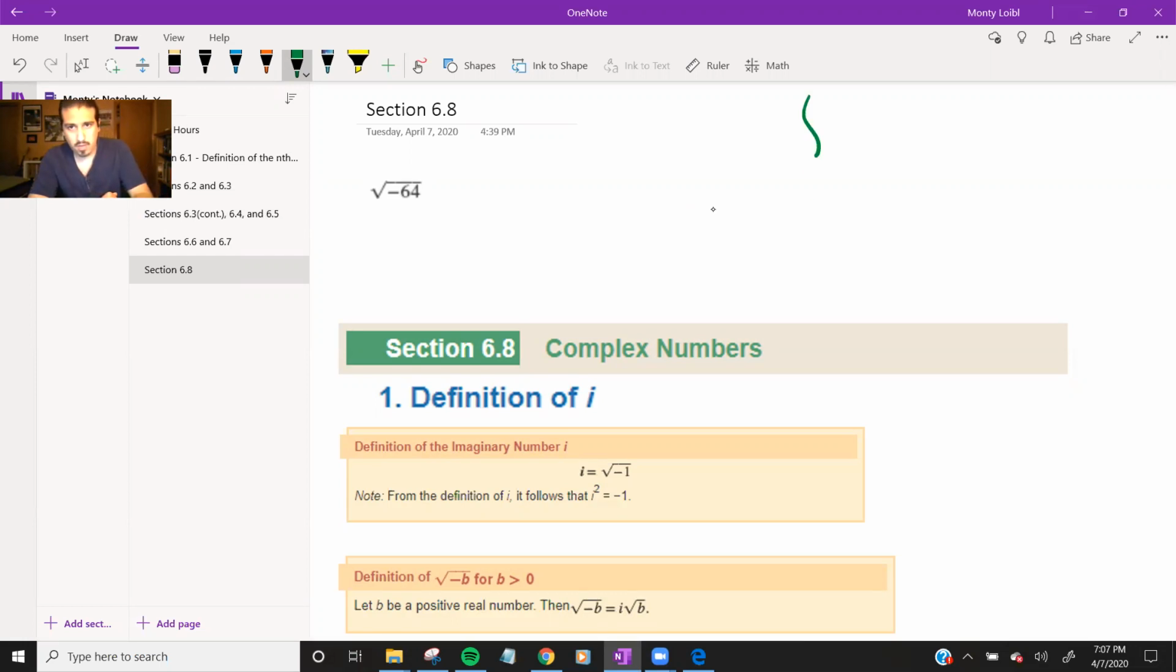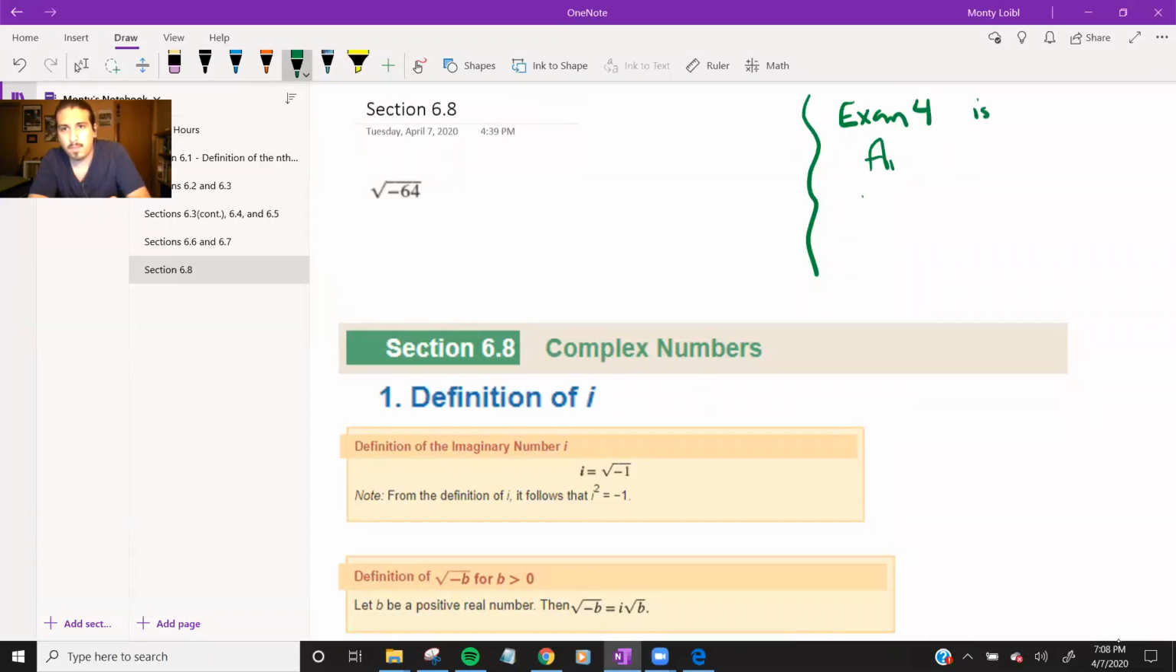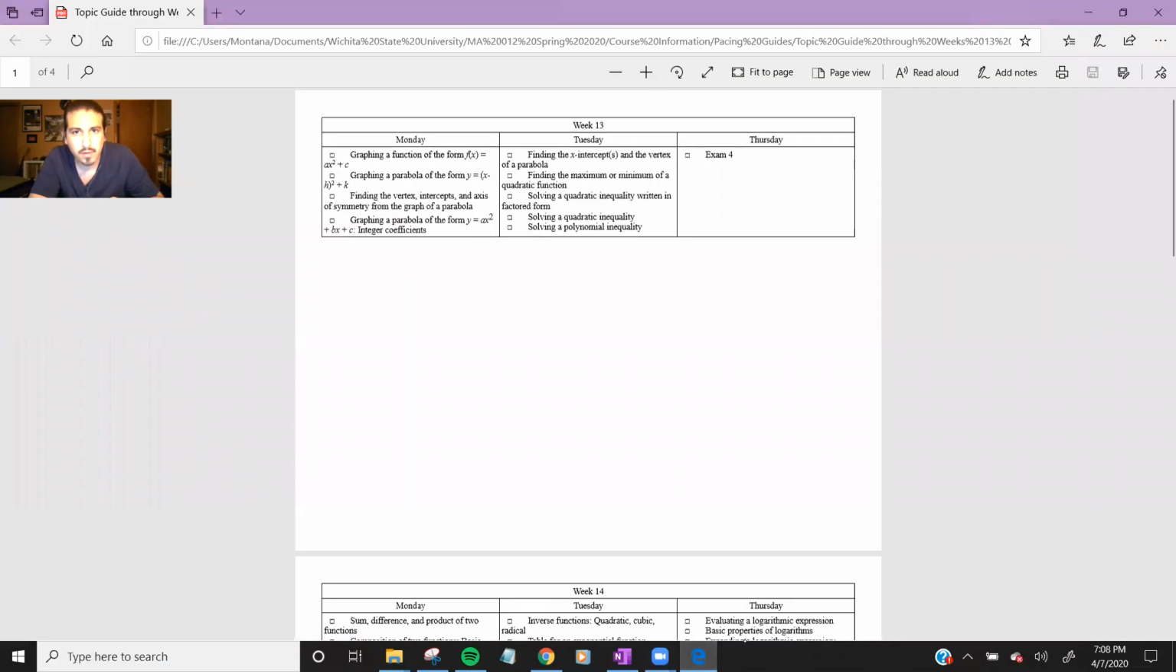Some things to keep in mind: exam 4 is next Thursday, April 16th. It'll be just like the other exam, where it'll be on Alex. Let me double check, right? Week of the 13th. So there's the exam.